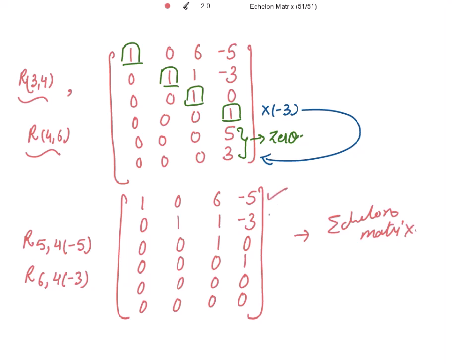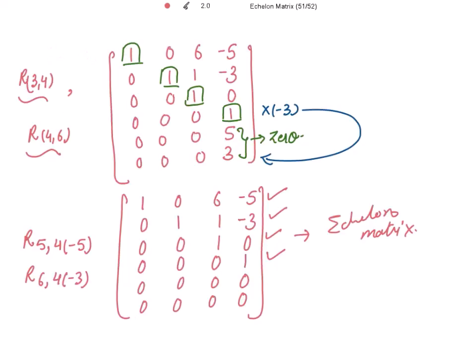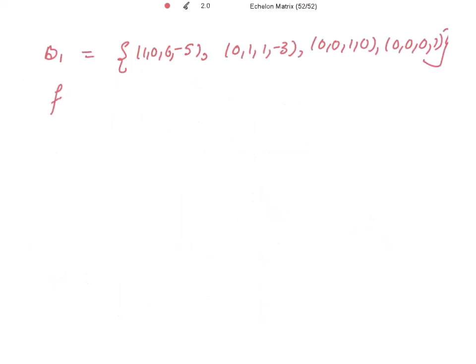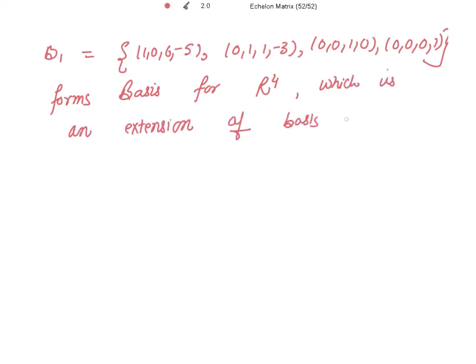And I'm having these non-zero rows, 4 in number. So the basis B1 becomes now 1, 0, 6, -5, 0, 1, 1, -3, 0, 0, 1, 0 and 0, 0, 0, 1. So these form the basis for R4, which is an extension of the basis of subspace W. And also these vectors are linearly independent, as none of the vectors are linear combinations of the preceding ones. Alright, thank you.